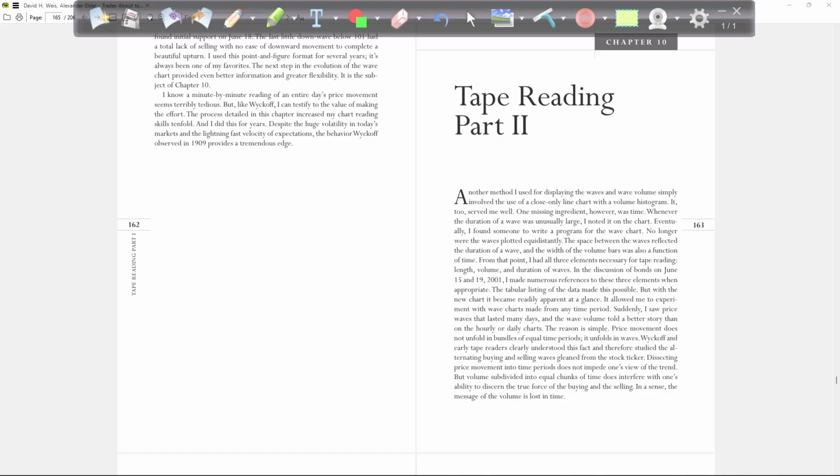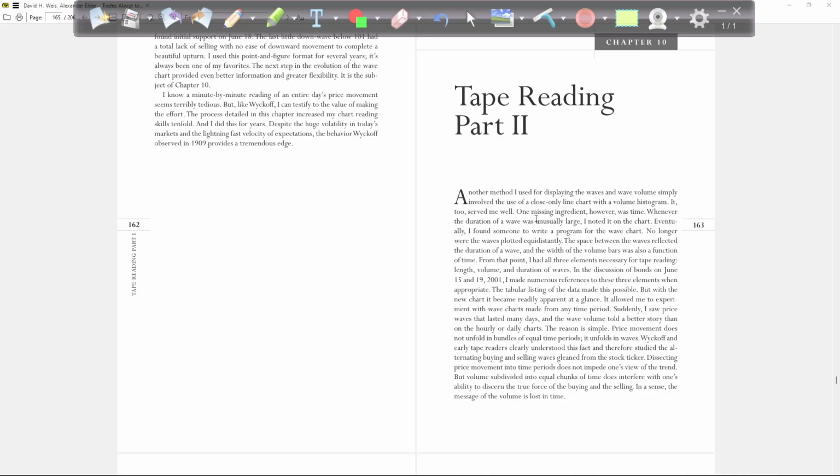Another method I used for displaying the waves and wave volume simply involved the use of a close-only line chart with a volume histogram. It too served me well. One missing ingredient, however, was time. Whenever the duration of a wave was unusually large, I noted it on the chart.